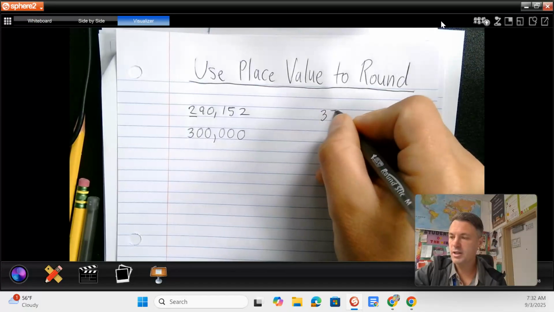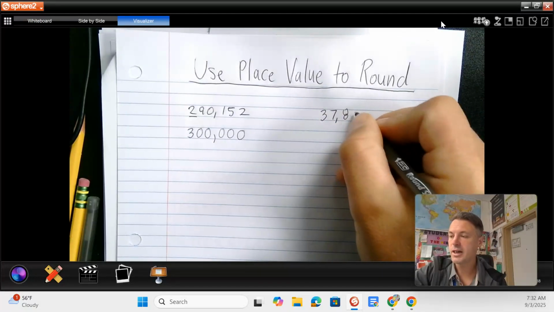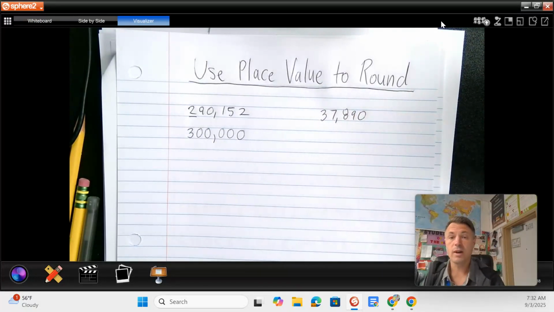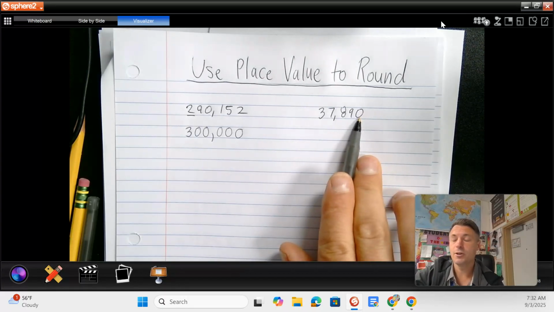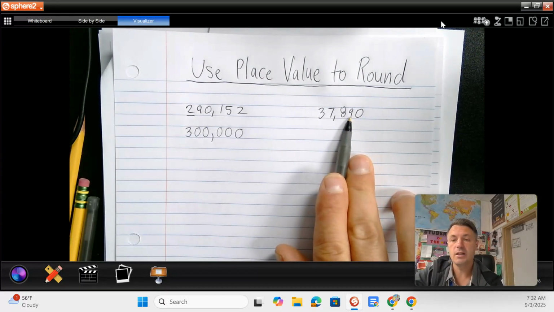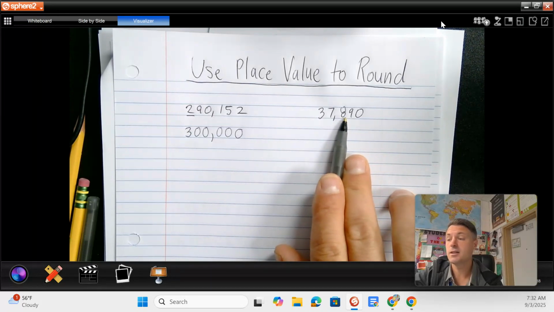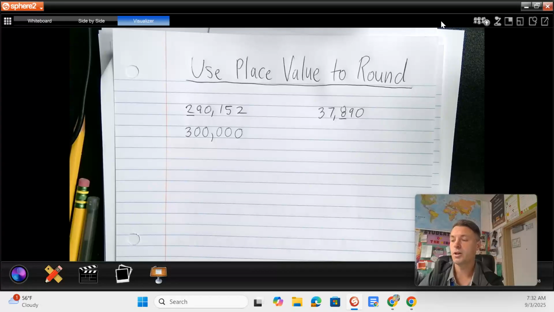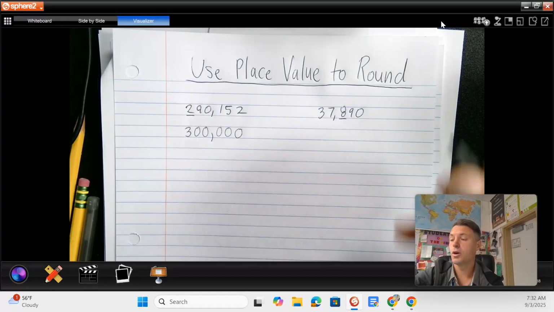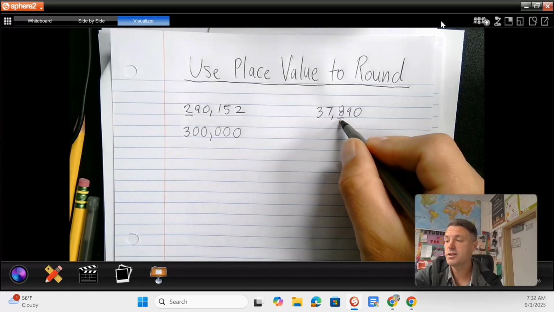Let's do 37,890. This time, we're going to round to the hundreds place. So again, remember, the first thing we do is we find whatever place value position we're supposed to round to. So the 0's in the ones place, the 9 is in the tens place, and the 8 is in the hundreds place. That's the place value position we're rounding to. So we underline that 8. So he's the digit that's asking for a raise, and he asks the digit to his right.